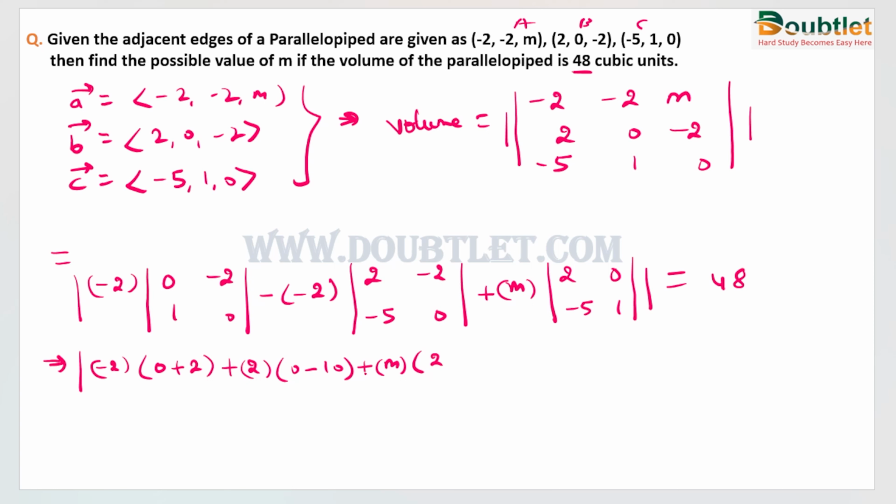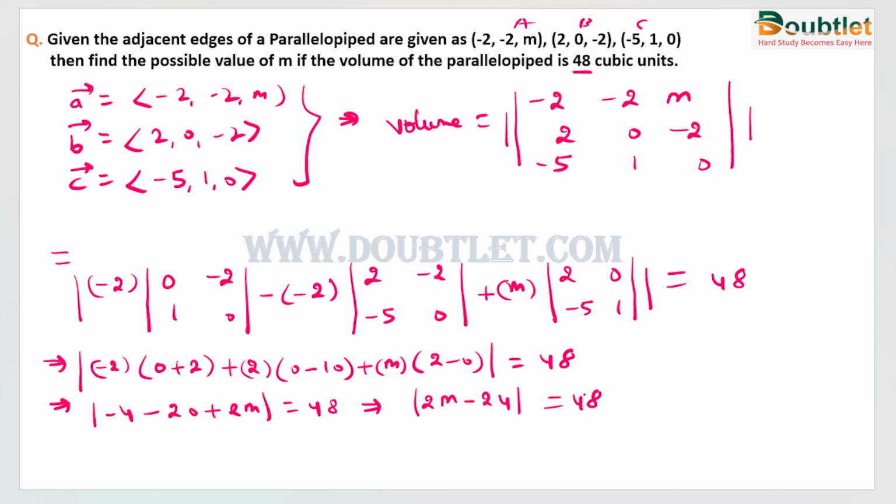So if we solve this, it is the magnitude of minus 4 minus 20 plus 2m equal to 48. If we further solve this, we will get the magnitude of 2m minus 24 equal to 48. Now here the inequality part comes. Suppose if mod A is equal to 2, then we can write A is plus minus 2. So with this concept we will solve our equation to find the value of m.